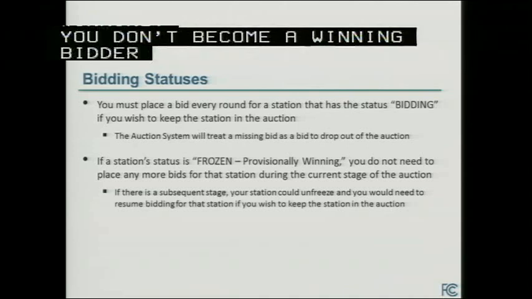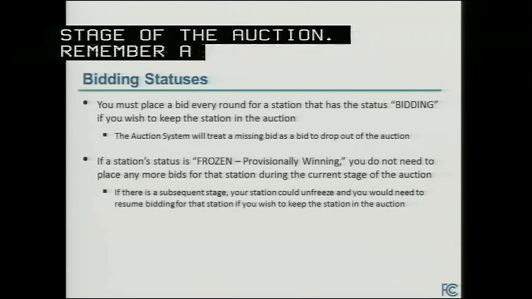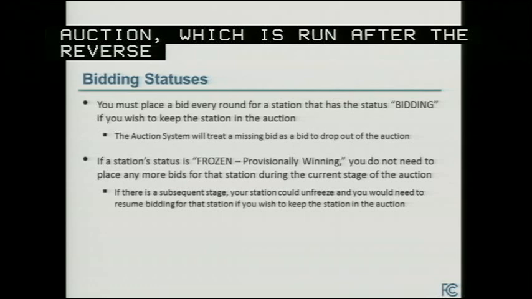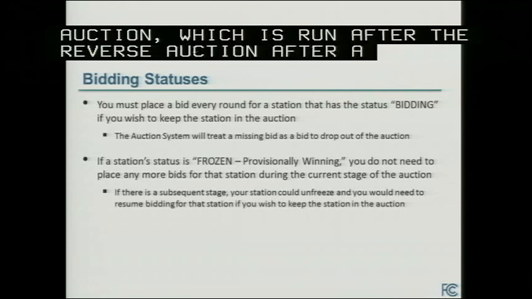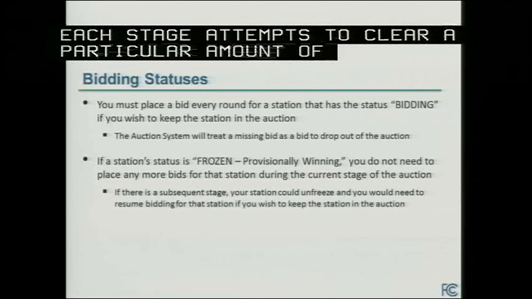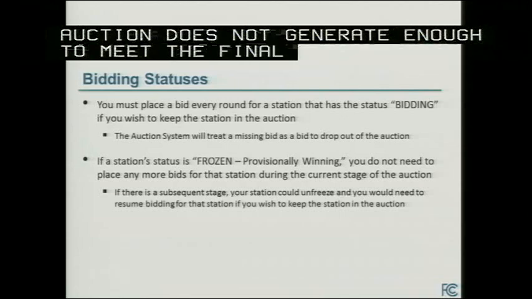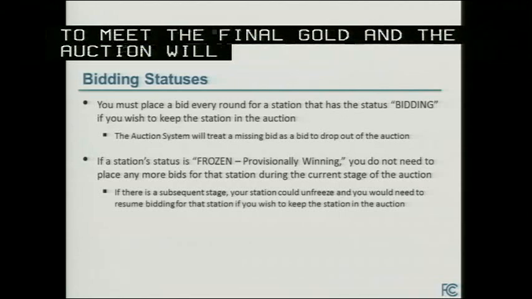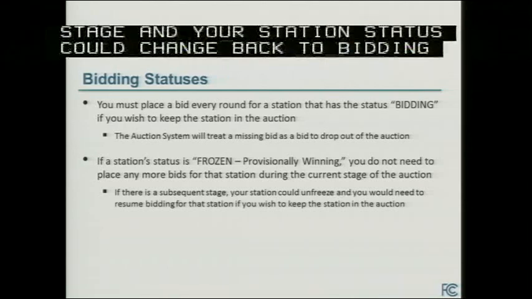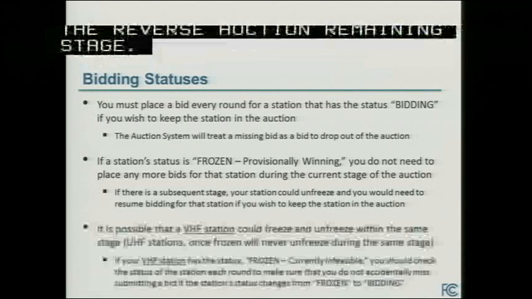Remember, a stage consists of one reverse auction and one forward auction, which is run after the reverse auction of a stage concludes. Each stage attempts to clear a particular amount of spectrum to meet a particular clearing target, and if the forward auction does not generate enough proceeds to meet the final stage rule of the auction, then the auction will proceed to another stage, and your station status could change back to bidding because bidding will resume in the reverse auction on a new stage. And we'll talk briefly about subsequent stages again later in this presentation.